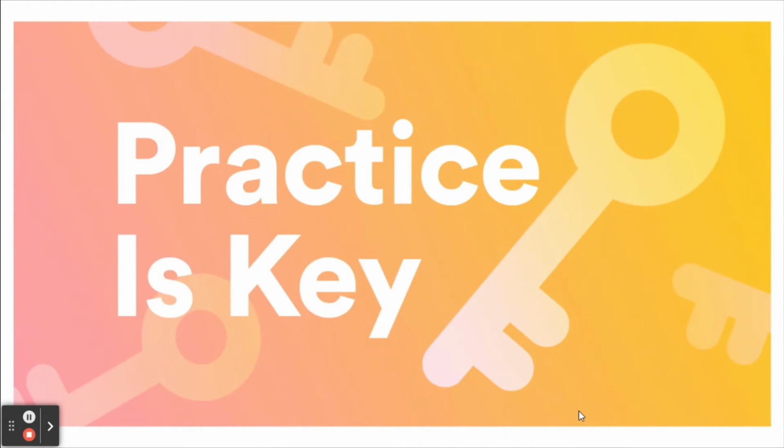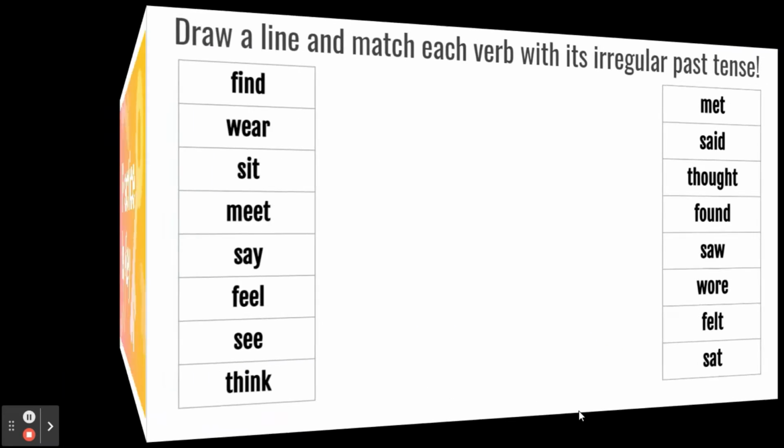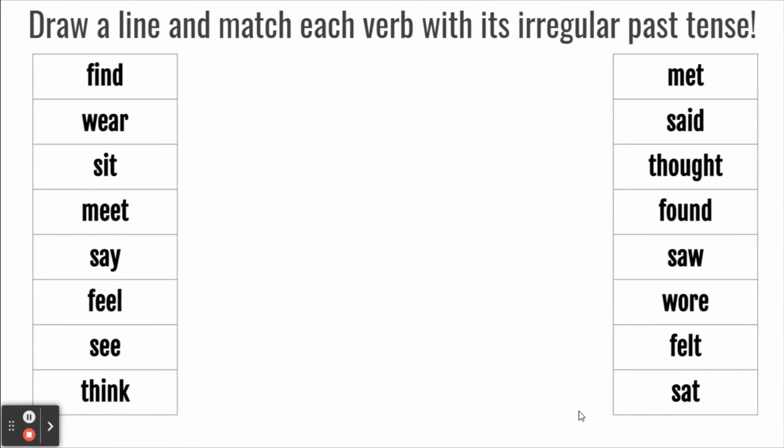Let's go ahead and look at some examples. Practice is the key. That's it. There's no other way around. You just have to take those verbs and memorize them, write them, read them until you know them. So here is an activity. What I want you to do is draw a line and match each verb with its irregular past tense. Yes, you can use the internet to help you out, because I don't expect you to know. Remember to pause the video for as long as you need to. Those who just do it, okay, here we go.